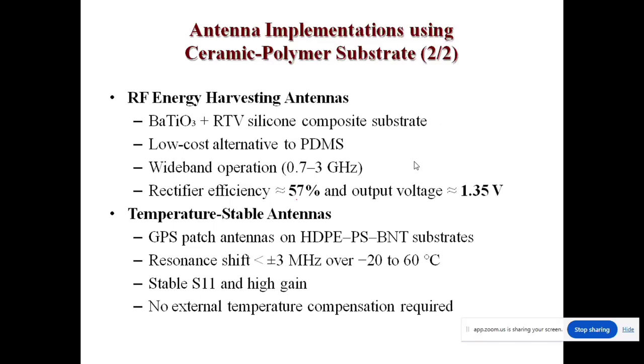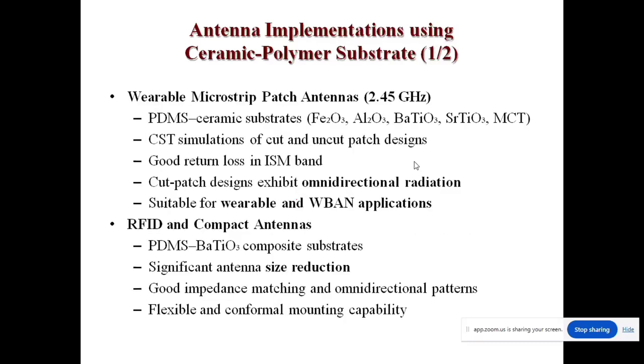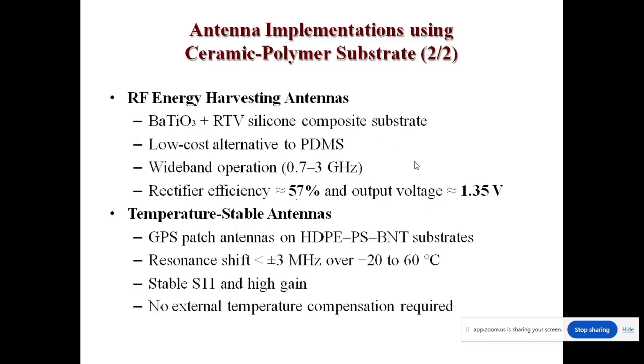These materials are not only found in antennas for conventional applications. Polymer ceramic materials find application in wearable antennas, that is already proven. RFID is already proven, and energy harvesting is also being preferred with this material. And a temperature stable antenna is also possible by using these ceramic polymer materials. So still we have hope. Still we can do research. People can focus on this area to design antennas using ceramic polymer composites.